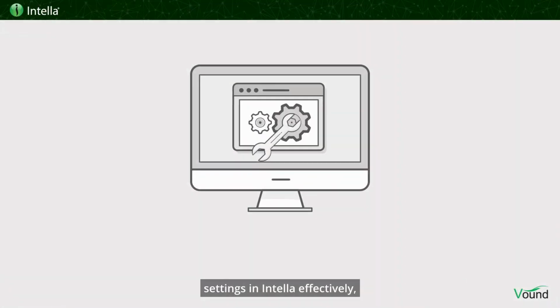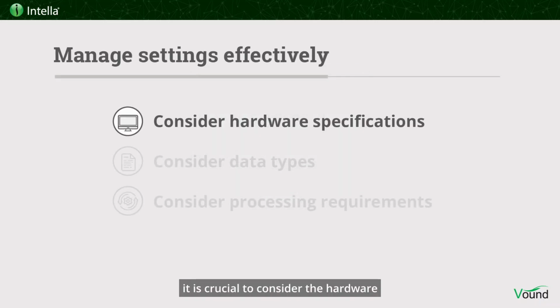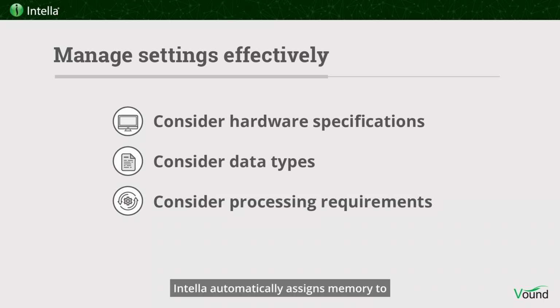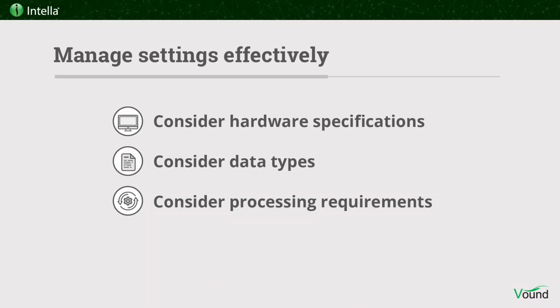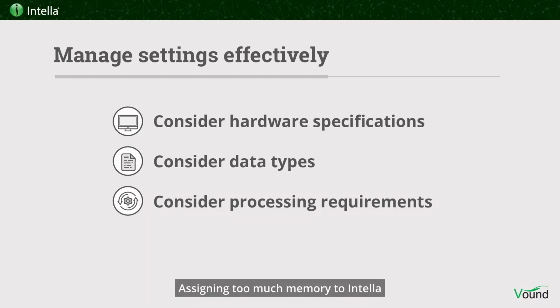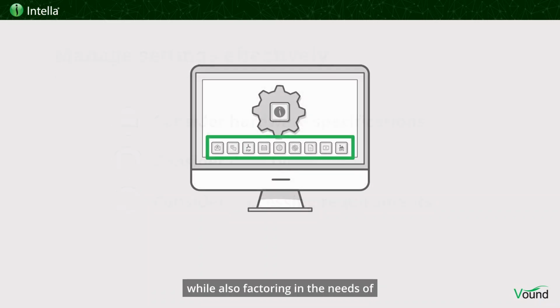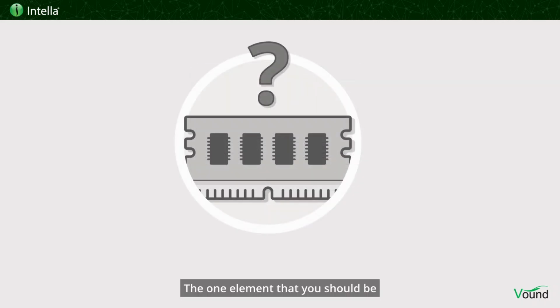To manage memory settings in Intella effectively, it is crucial to consider the hardware specifications, data types, and processing requirements. Intella automatically assigns memory to different processes, but optimizing these settings can significantly improve performance. Assigning too much memory to Intella processes can lead to performance issues. Therefore, it is important to allocate memory based on hardware specifications and data types, while also factoring in the needs of other applications running on the system. The one element that you should focus on the most is: is my total amount of RAM adequate for the datasets that I'm about to index?